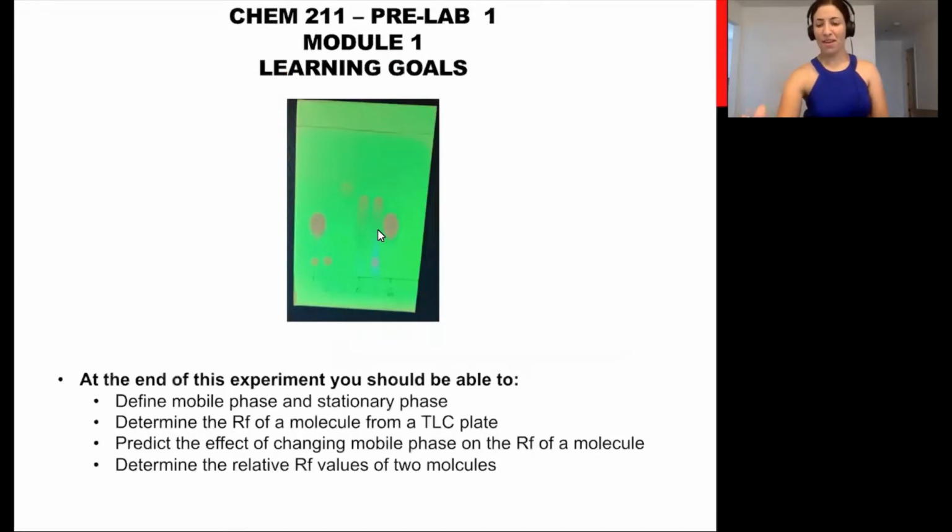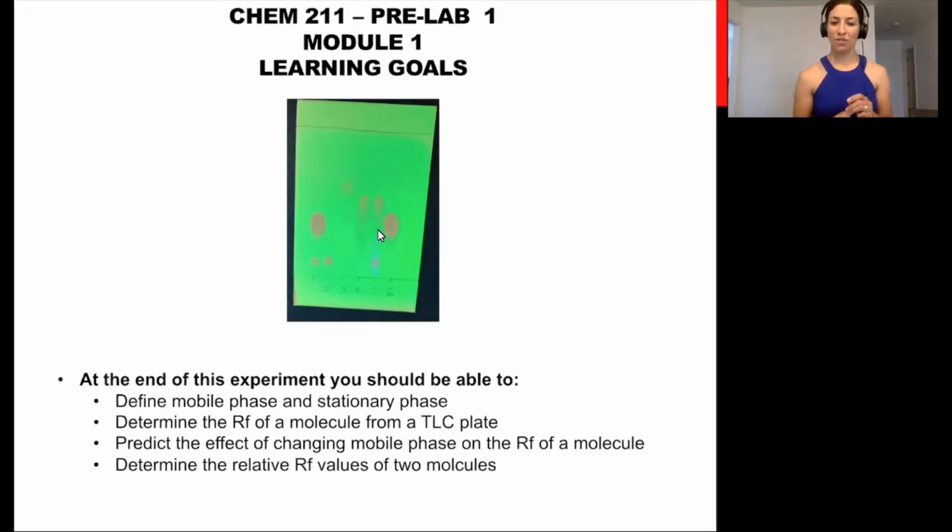So by the end of this module, and largely by the end of experiment 1, we hope that you can define the phases required for chromatography. In our case, it's going to be a mobile phase and a stationary phase for both our TLC and our column chromatography in experiment 1.